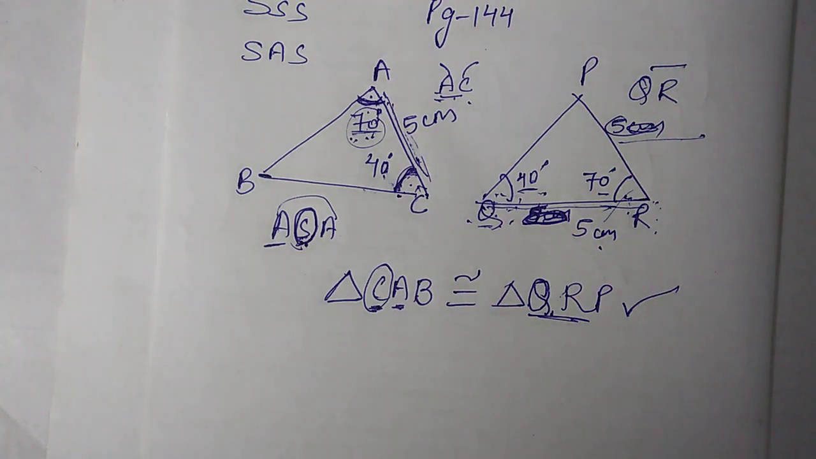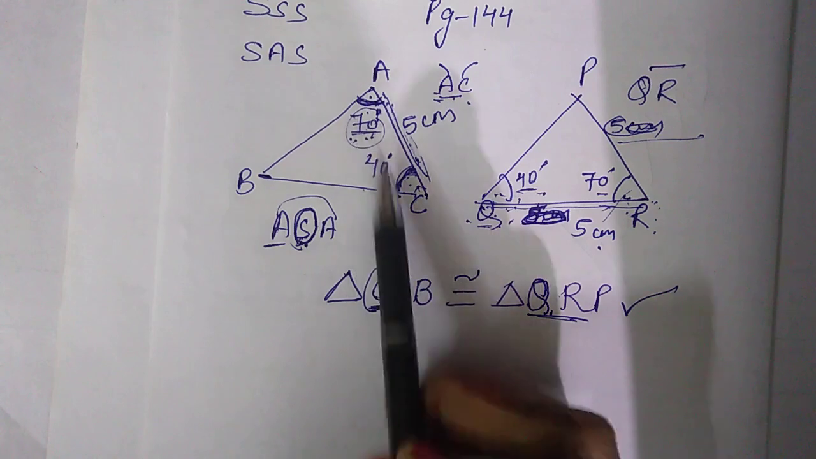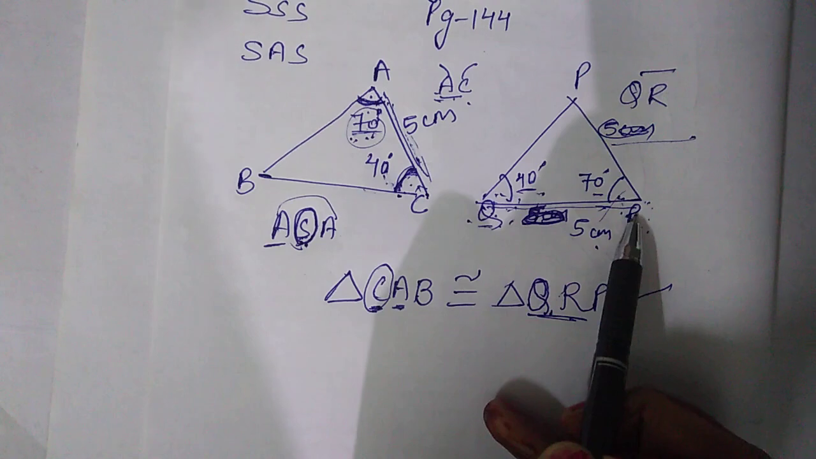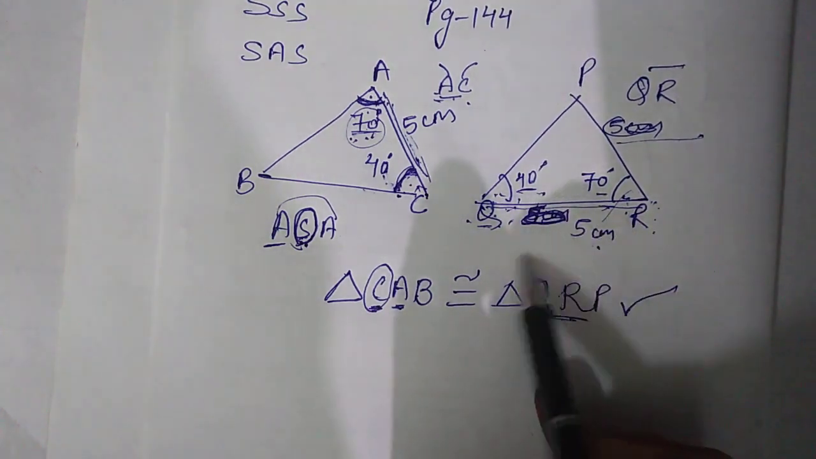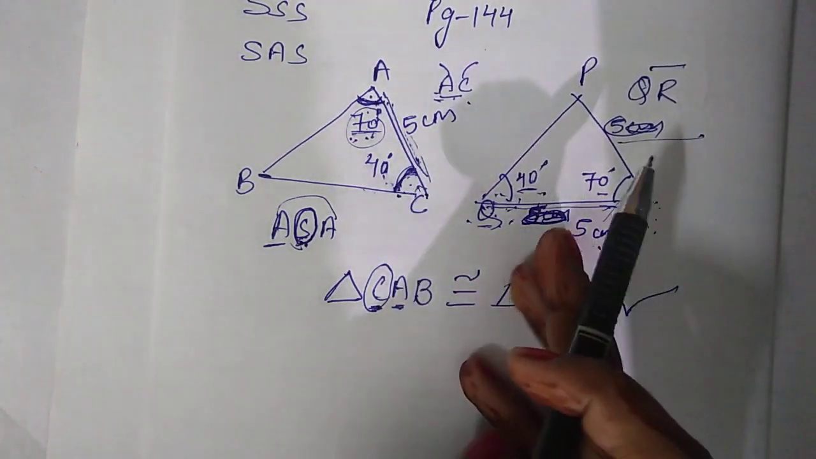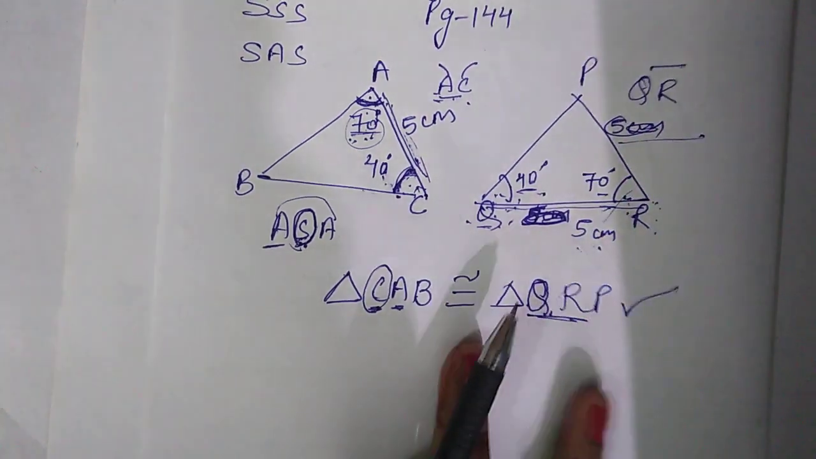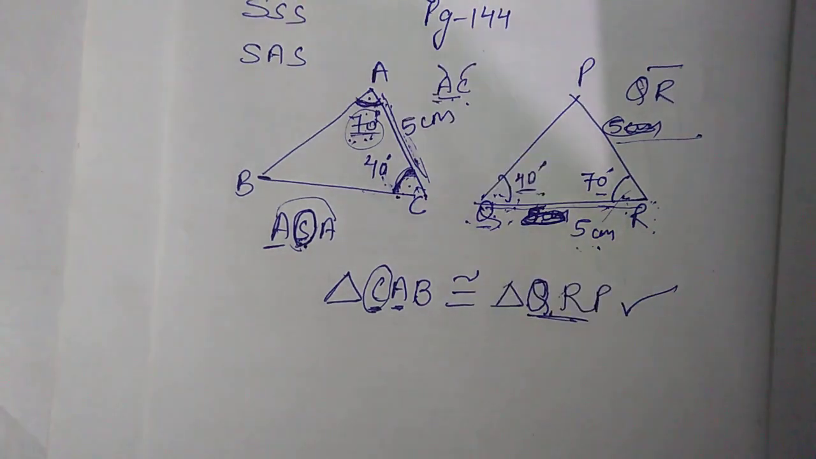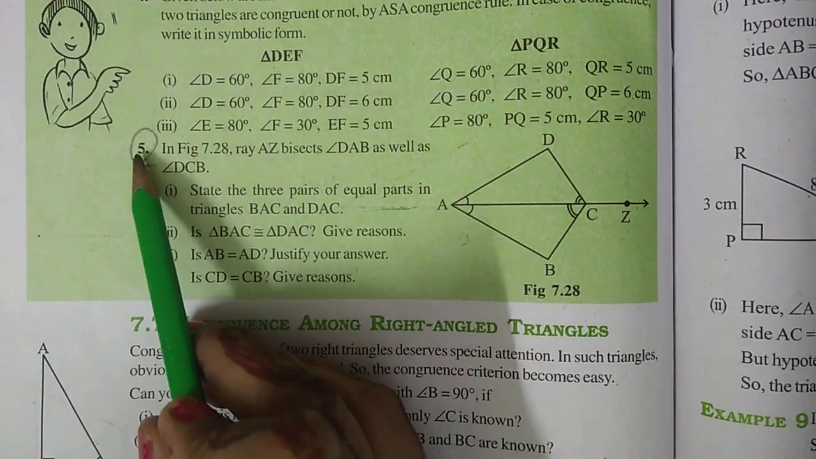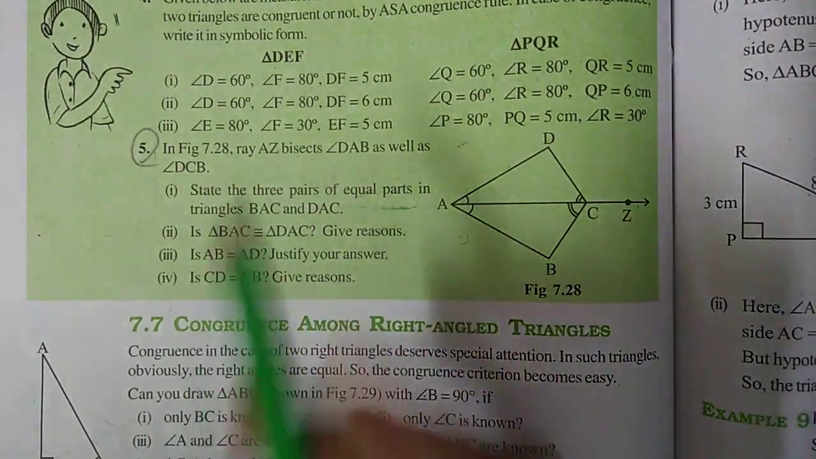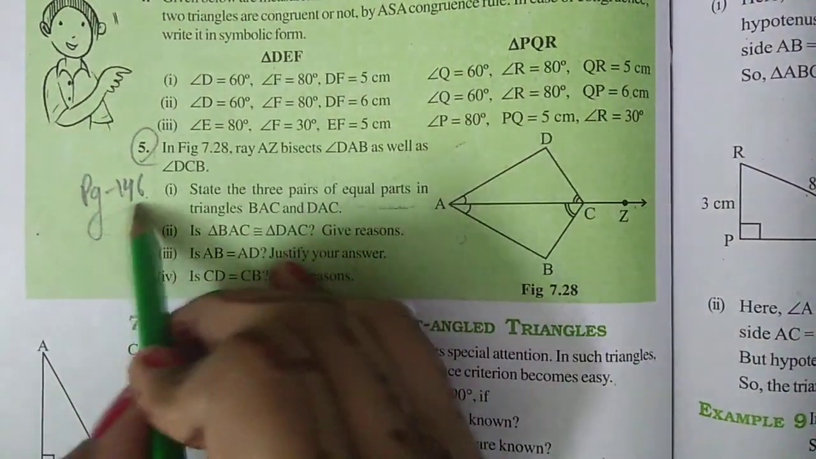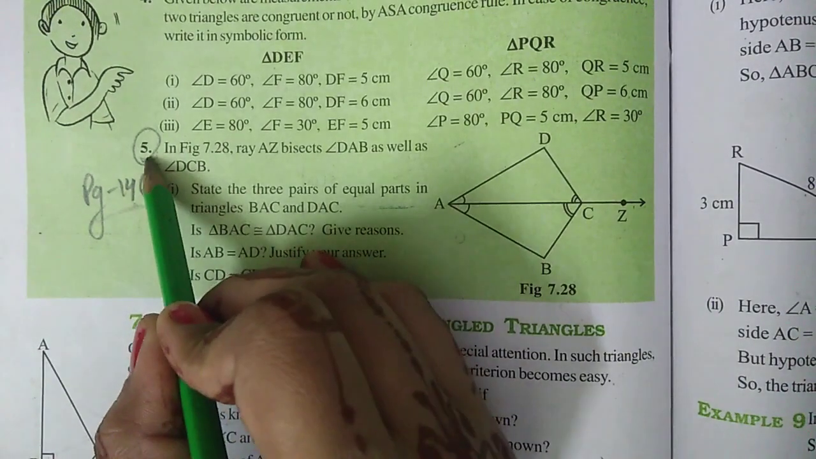The ASA congruence rule states that whenever two angles and one included side of one triangle are equal to two angles and the included side of another triangle, then the triangles are said to be congruent. I have explained the symbolic form also. Now let us discuss one question related to the ASA congruence rule. I am taking question number 5 given on page number 146 of the try these questions.